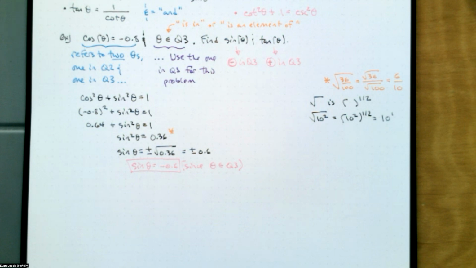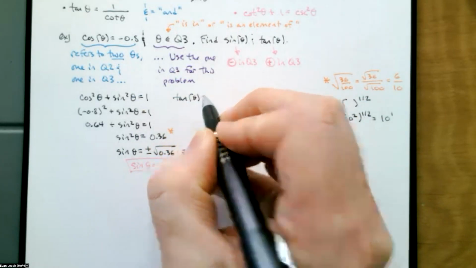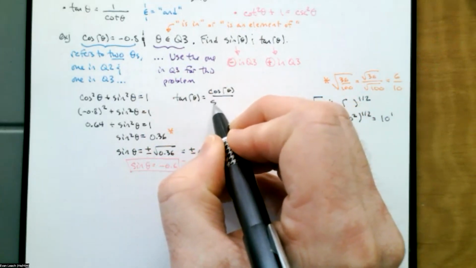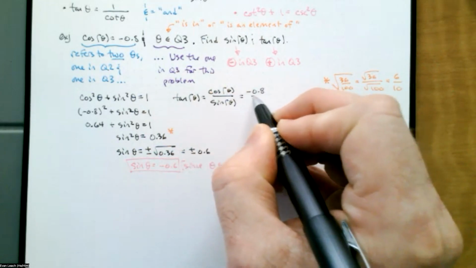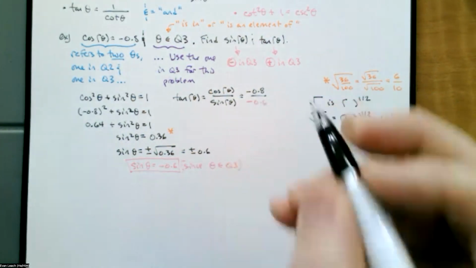Now, the other part of the question was to find tangent of theta. At this point, we have more information. I not only have that cosine is negative 0.8, I also have that sine is negative 0.6. So if I want to find tangent of theta, I can take the cosine of theta and divide by the sine of theta. Cosine of theta is negative 0.8. That's what we were given. Sine of theta, we now know, is negative 0.6.